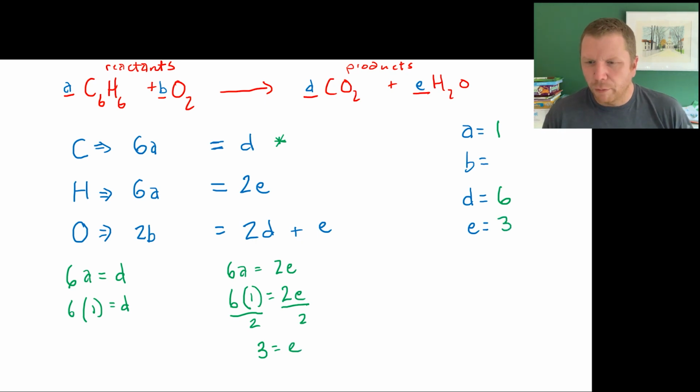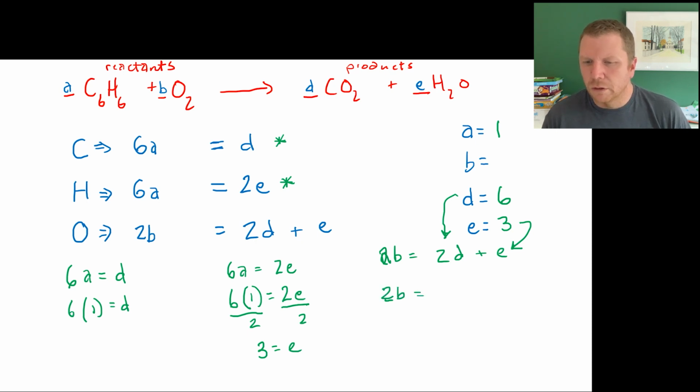Now the last variable that I need to solve for, so sorry, I've used both of these first two equations. My last value is B. So what do I need to do to solve for B? Now this equation, 2B equals 2D plus E, that's a little bit tricky because I don't have the value for B. However, I have determined my value for D and my value for E. So I can plug this in.